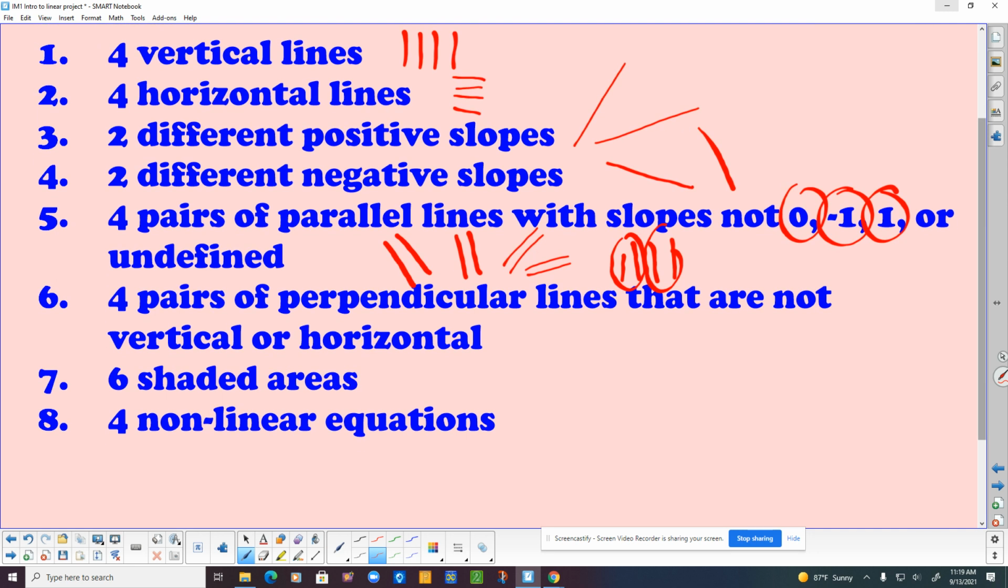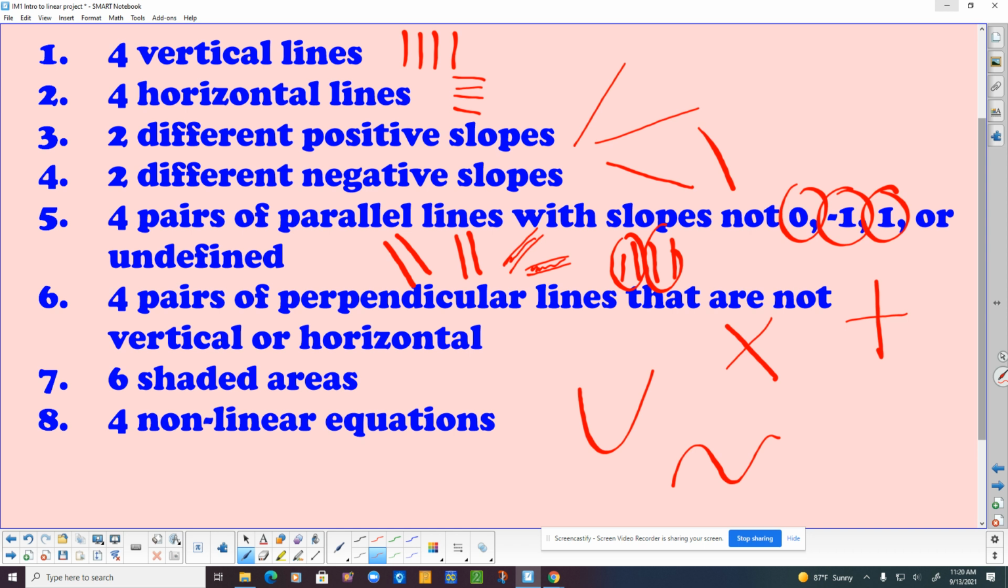Four pairs of perpendicular lines that are not vertical or horizontal, so this does not count. It's going to be like this, two slopes. Alphonse, do you see that? You sure? Okay, because this is not acceptable for this criteria. This is. And shaded areas: you have shaded in between the lines. You have at least 6 shaded areas. And then 4 nonlinear. We talked about that on the last page.